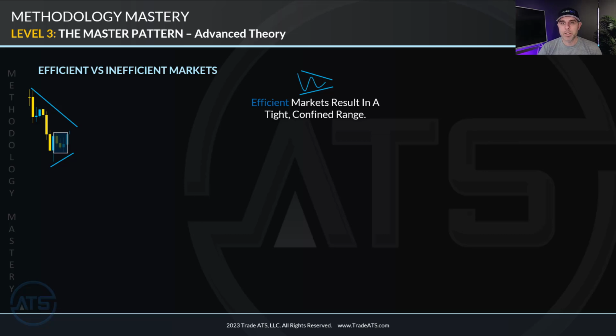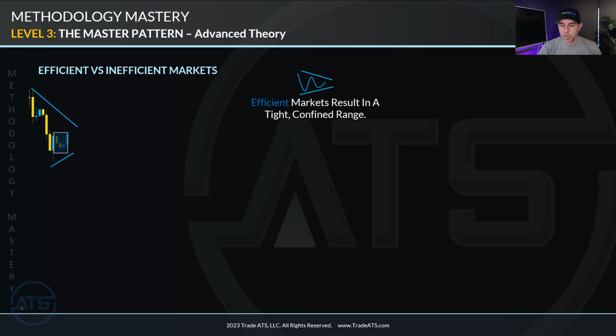An efficient market simply means there are many willing buyers and sellers at that price range. This translates in the master pattern methodology to the contraction phase. That's the tightening of the market. That's also what forms fair market value, because buyers and sellers are agreeing on that price. That's why it isn't moving. It's why it's staying right there. By understanding the master pattern, we know that when the market's efficient, it's about to become inefficient pretty soon.